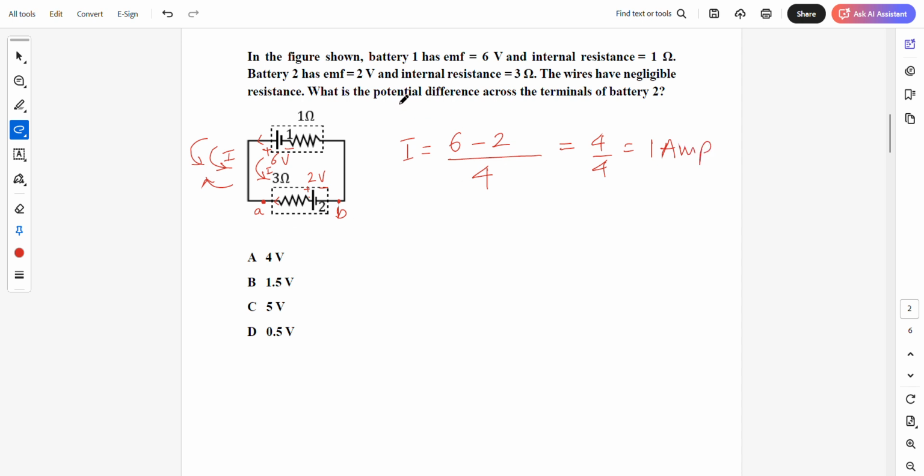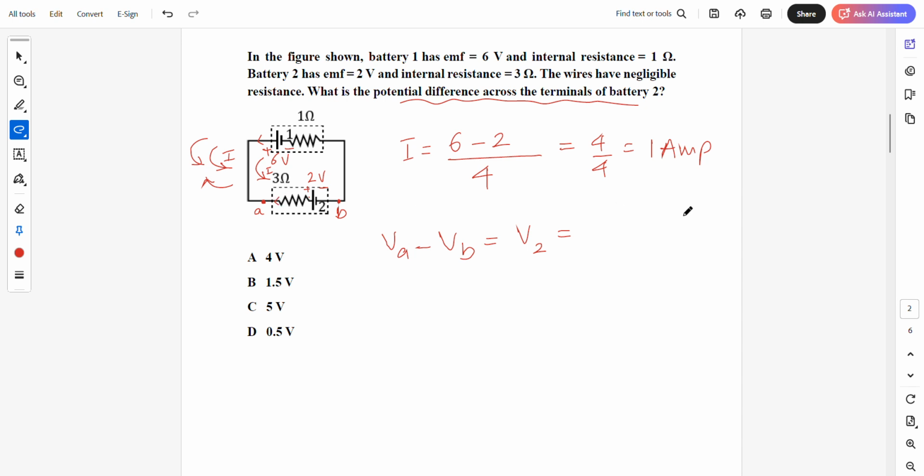What is the potential difference across the terminals of battery 2? That is VA minus VB they are asking. They are asking the terminal potential difference. I will call this V2. Now how much is the current flowing here? That is 1 ampere of current flowing here, right?